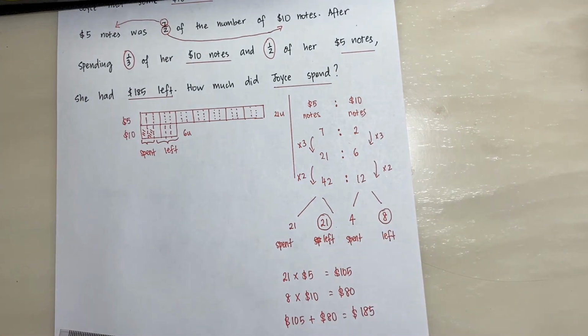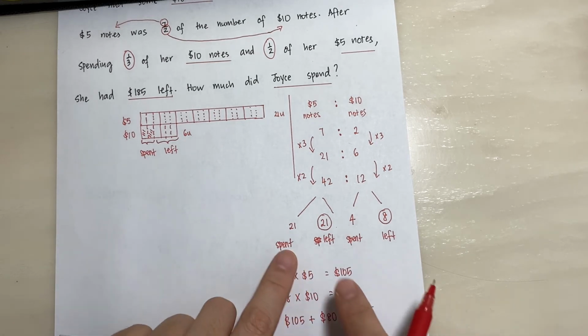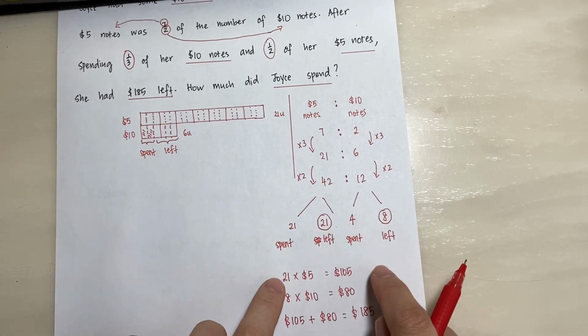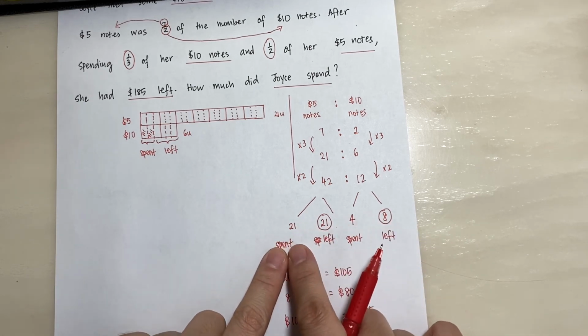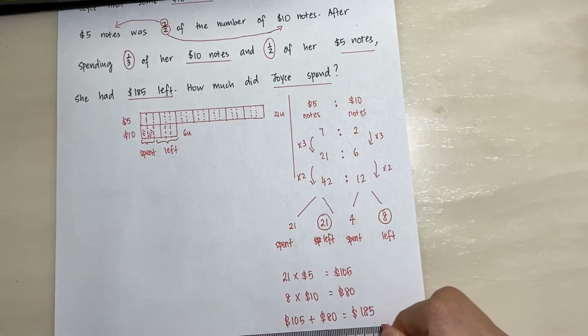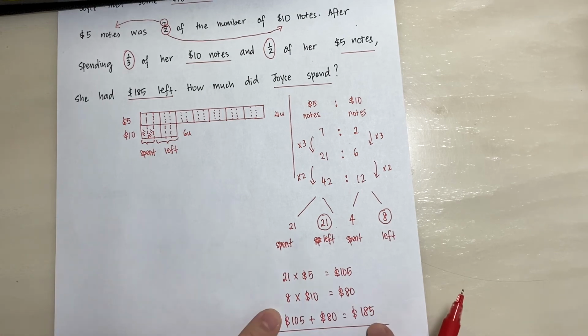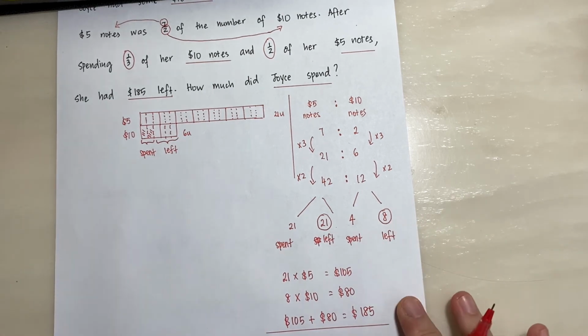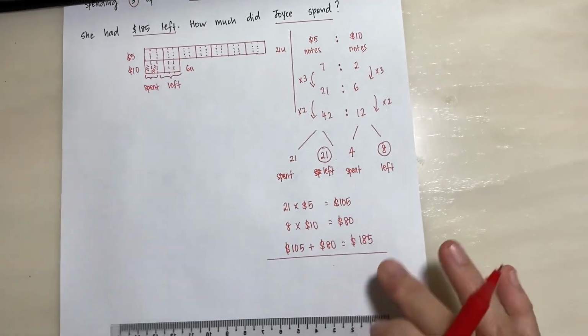But I'm still trying to get to the answer. How much did Joyce spend? So I know that these are my actual number of notes now. So I will focus on the amount that is spent. I have found what is left, but I know that this is the right parts that I want. So I'm going to shift up a little to go down.